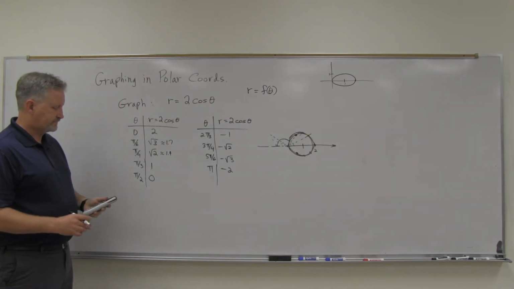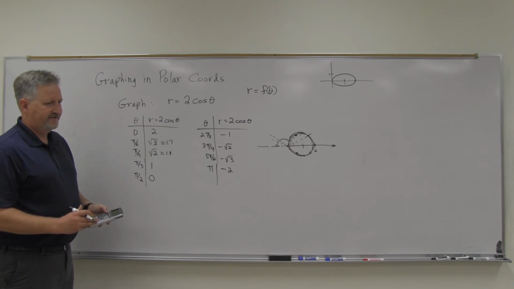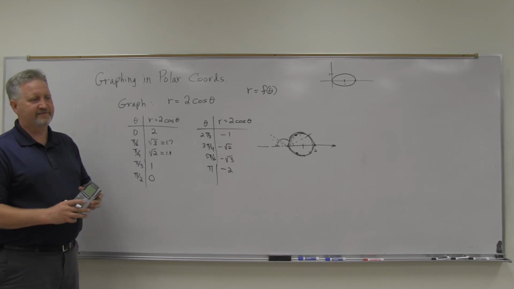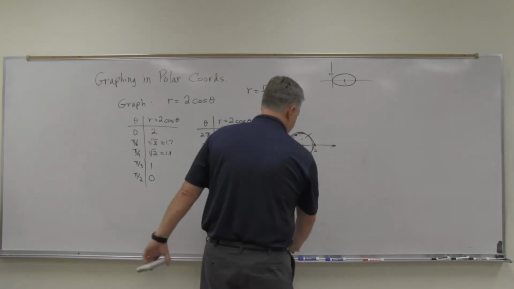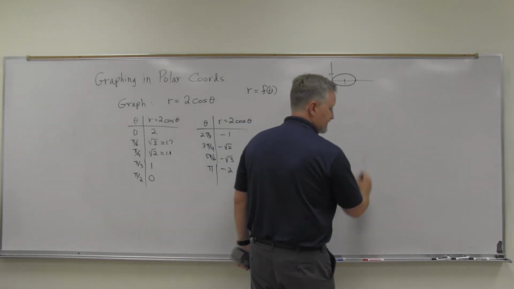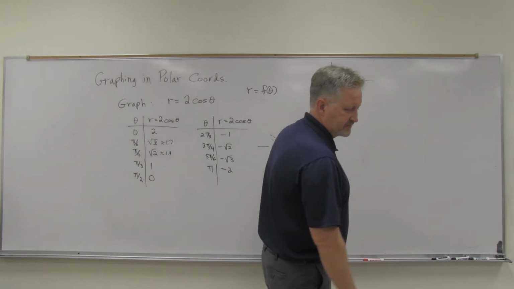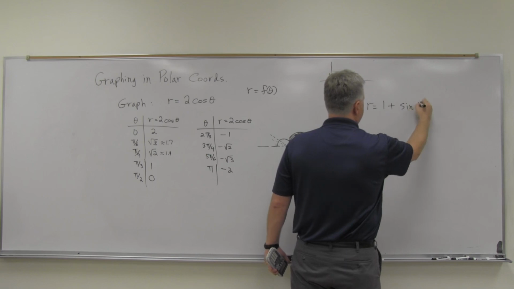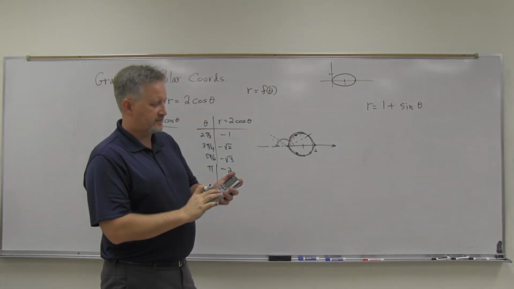Anyway, so yeah, graphing by hand, kind of long and tedious, but these can do it almost instantaneously. So let's just look at a couple of them. Some of them we'll give names to. R equals 1 plus sine theta. So if I put that in, let's see what I get there.